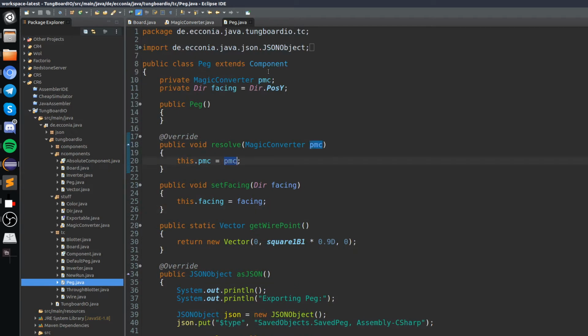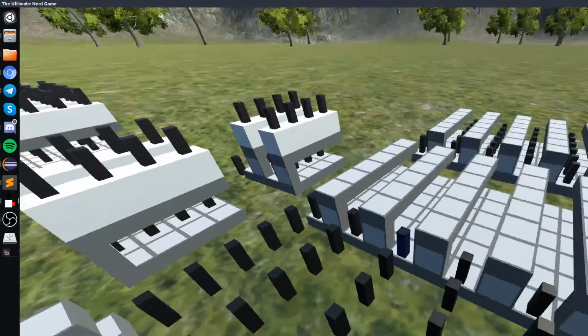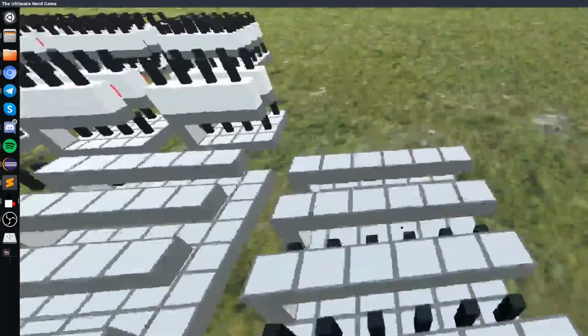Yeah, they do have a magic converter over their parent, and they have a facing. The facing gets converted with this if else. Easy. The position gets converted at that point. Easy. Nothing to fear there. It works perfectly, as you can see. Here, there the packs are.